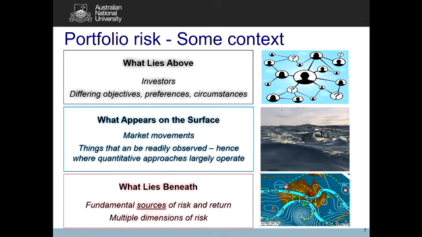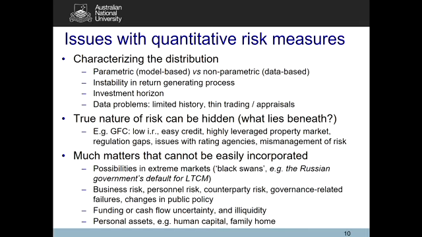So if you think about the GFC, and I'll come back to this in a moment, see how I say in a later slide the true nature of risk can be hidden. We observe the GFC happening, but what are some of the causes in hindsight? Low interest rates, easy credit, a highly leveraged property market, gaps in regulations, issues with credit rating agencies, mismanagement and misunderstanding of the risks of a lot of these financial instruments. Now let's have a look at the first two, low interest rates and easy credit.